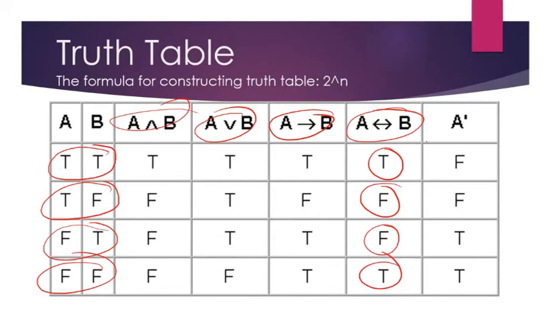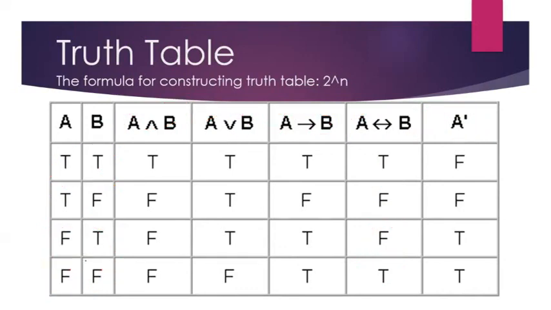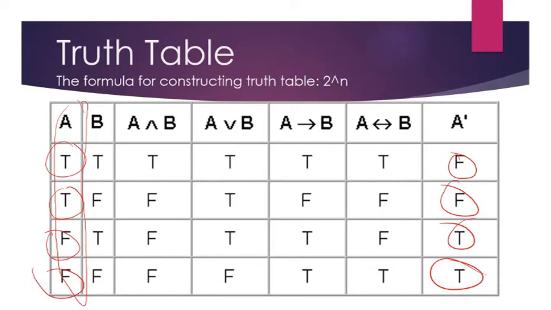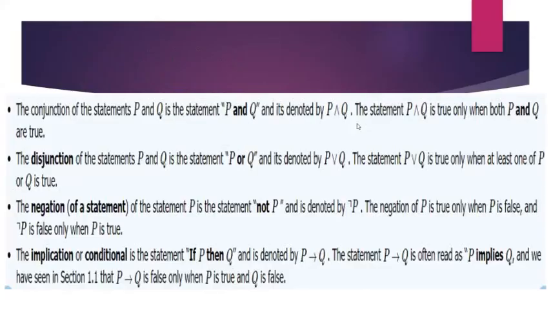So that is biconditional. Ito naman, that is negation. Kung ano ang value ni A, baliktarin nyo lang. So ang first is true, so naging false. Yung second naman is true, naging false. Yung false, naging true. Yung false, naging true. Okay? And that's the final truth table of this example. Now, let's go with the next slide.